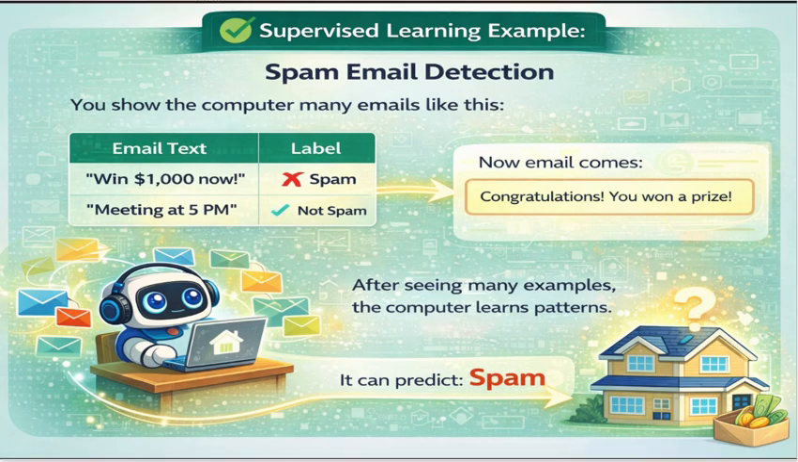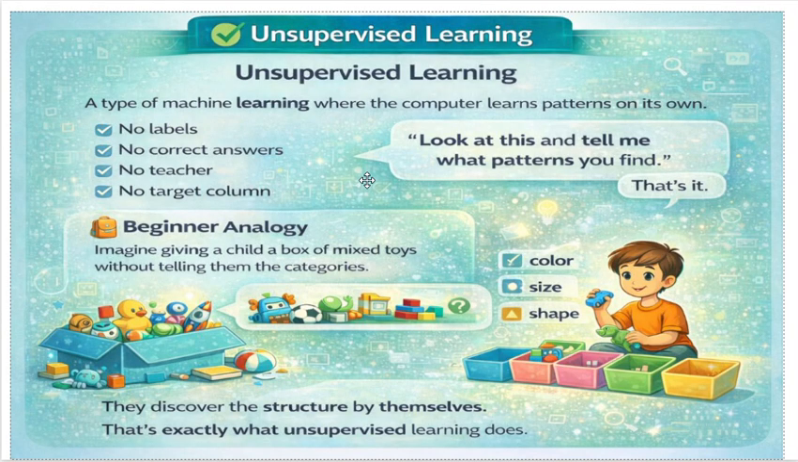Now, let's come to unsupervised learning. In this type of machine learning, the computer is given data without labels. There is no correct answer, no teacher, and no target column. The model's job is to find the patterns on its own. Think of giving a child a box of mixed toys without instructions. The child groups them by color, size, or shape. In the same way, unsupervised learning discovers hidden patterns and structures in data. That's why it's commonly used for clustering, pattern discovery, and data understanding.